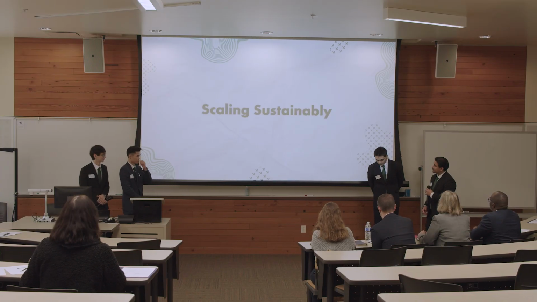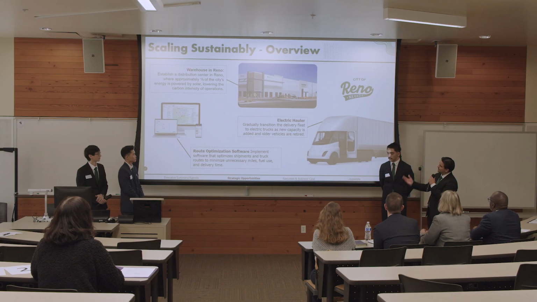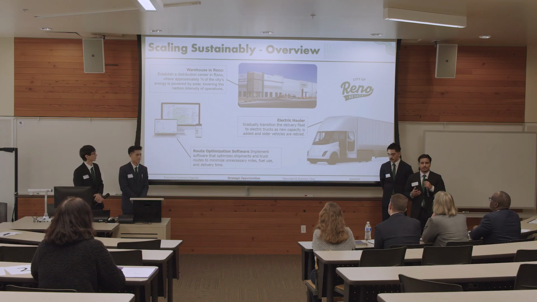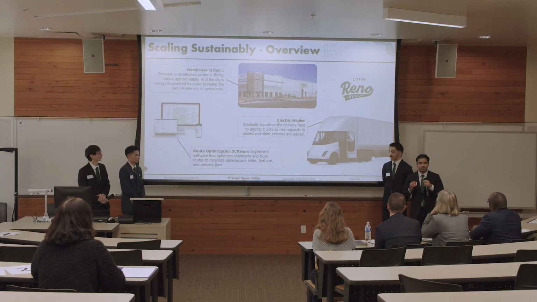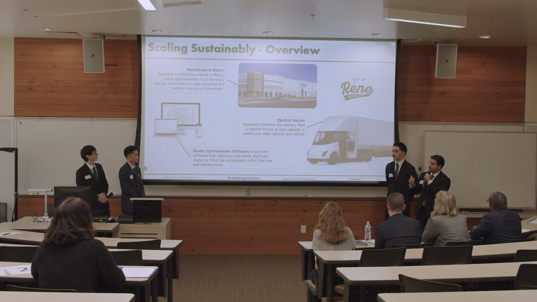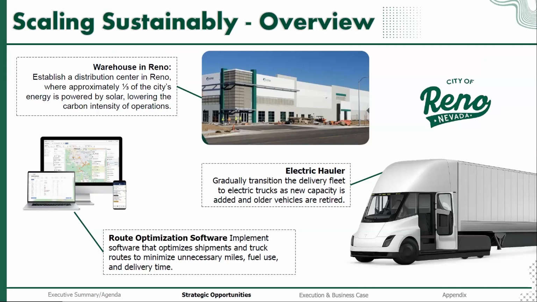Thank you, Noah. So moving on to scaling sustainably. We want to open a warehouse in Reno. Why is that? Since one third of Reno city is powered by solar panels, that will help us greatly in becoming free of carbon footprint. Next, we want to make our fleet all EV. As we do have diesel trucks, we want to continue, but at the same time, we want to switch from diesel trucks to EV.